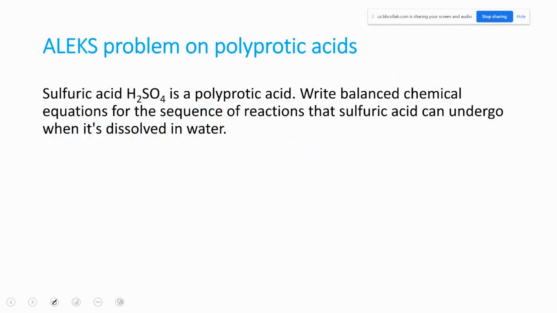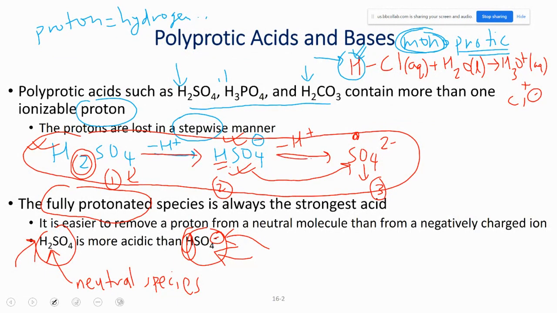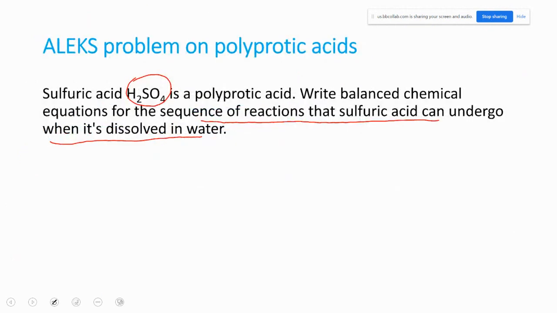Right, now, how does ALEKS ask you questions on polyprotic acids? It gives you an example. It gives you a question about sulfuric acid, which is a polyprotic acid. It asks you to write down the balanced chemical equations for the sequence of reactions that sulfuric acid can undergo when it's dissolved in water. All right, so let's start with the first one. This is the same concept as what I did here. This one right here was the first step, and this right here is the second step. But now I have to show them in a balanced chemical equation form when dissolved in water.